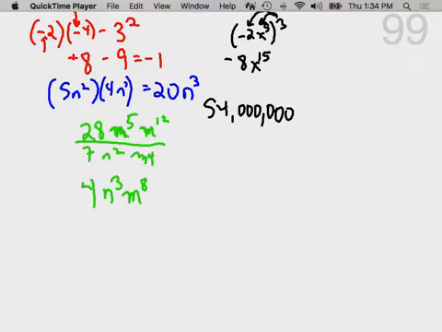So watch. If I move it 3 places, and I move it 3 more places, have I created a number between 1 and 10? No. No, it's 54. I have to go 1 more place. 5.4 times 10, not to the 6th, to the 7th. Okay, I wrote 5.4. 5.4 times 10 to the 7th.